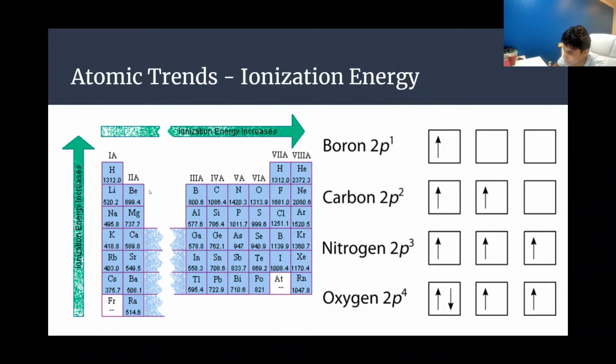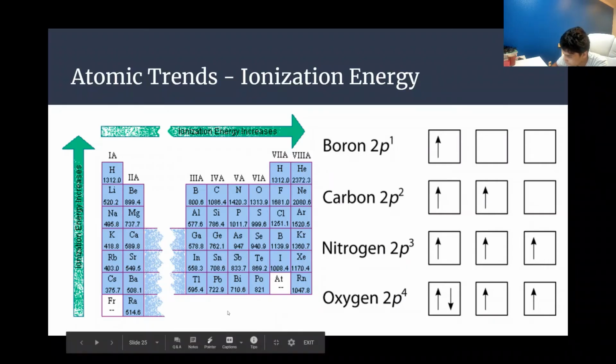So the first exception is when you move from beryllium to boron and from magnesium to aluminum. The ionization energy actually decreases. Why is that? Beryllium and magnesium are in the s orbitals, but boron and aluminum are in the p orbitals, and the p orbitals have a higher energy than the s orbitals. So it makes sense that you need less energy to remove an electron from a higher energy orbital.